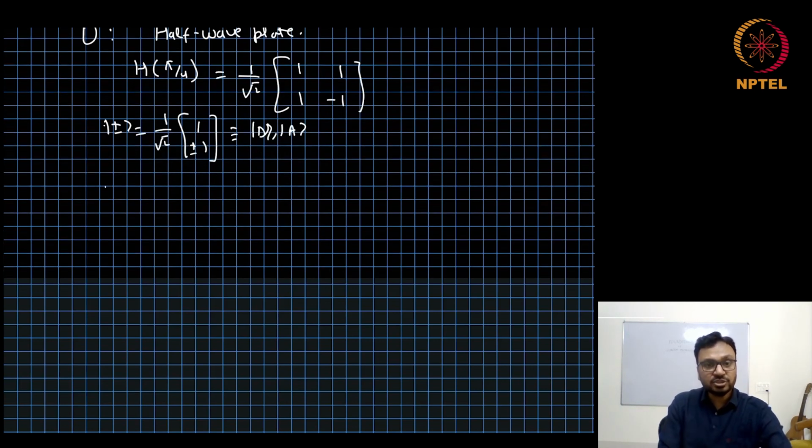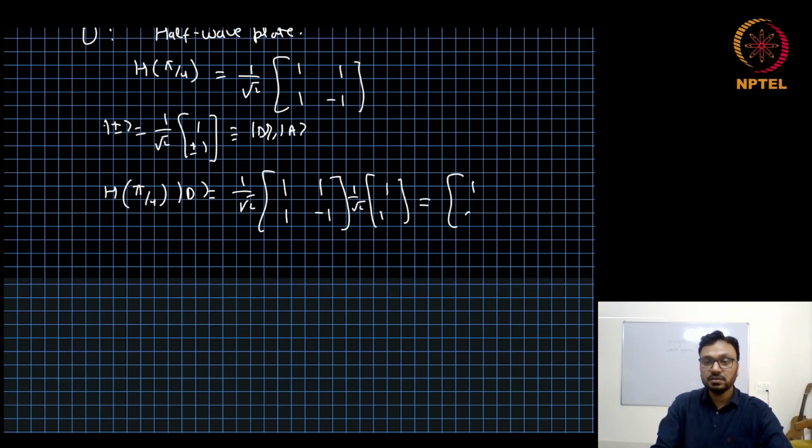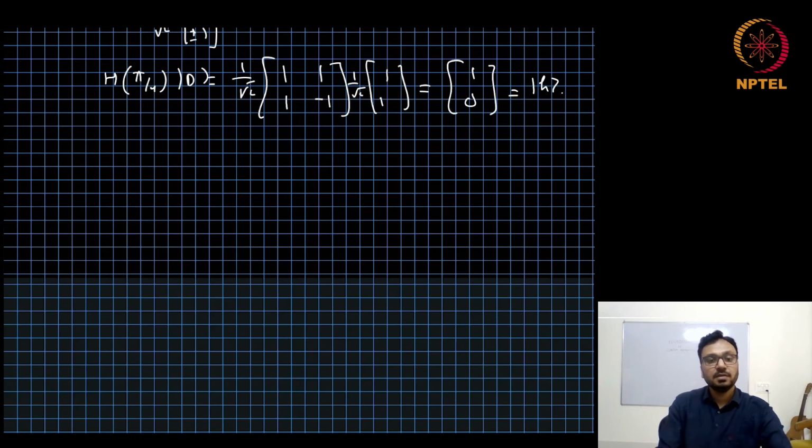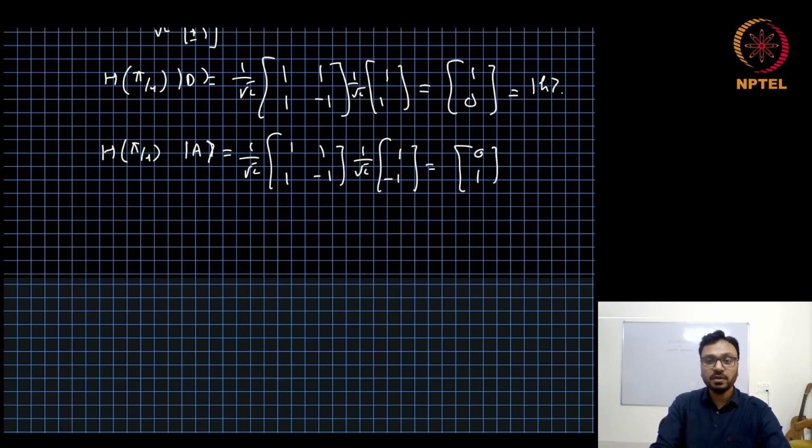So when we apply H pi over 4 on D, we get 1 over root 2, [1, 1; 1, -1] acting on 1 over root 2, (1, 1), and we get (1, 0), which is horizontal. Similarly, if we apply H pi over 4 on A, we get 1 over root 2, [1, 1; 1, -1] acting on 1 over root 2, (1, -1), and that is (0, 1), which is V.